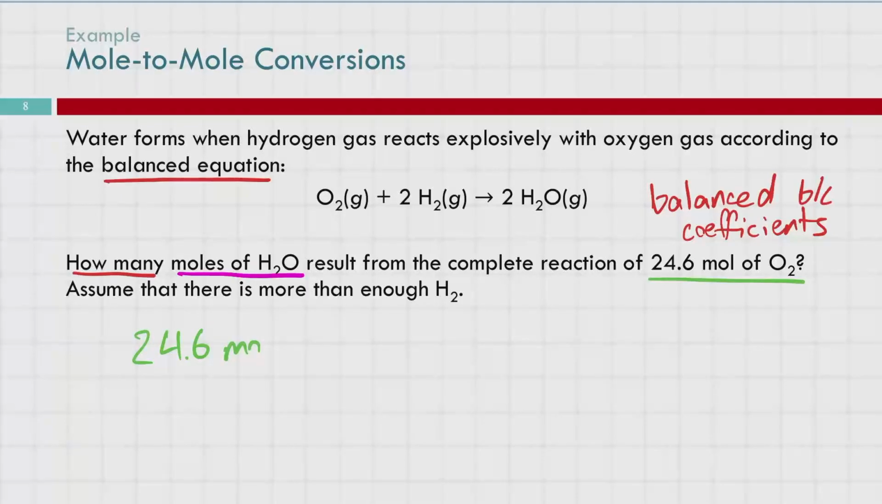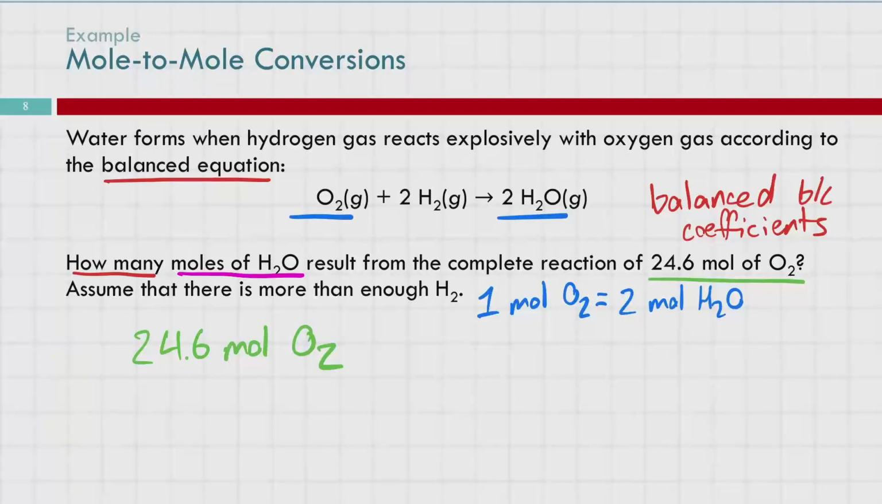24.6 moles O2 is what we're starting with. What is our ratio between O2 and H2O? 1 mole of O2 equals 2 moles of H2O. So that invisible 1 in front of our O2, 1 mole O2 equals 2 moles H2O.